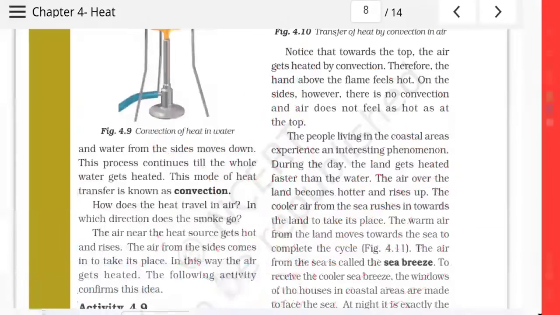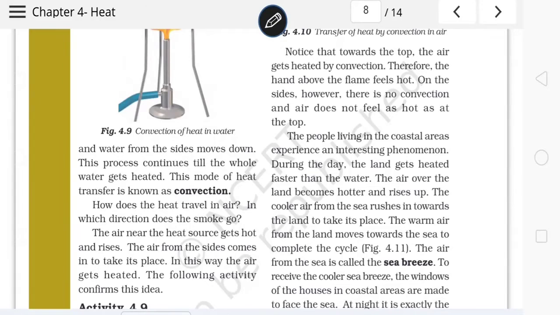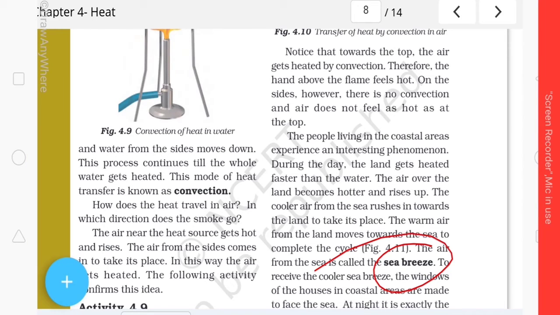Now for this, let's see sea breeze and land breeze. What is sea breeze and what is land breeze? In sea breeze and land breeze there is transfer of heat between air and water.